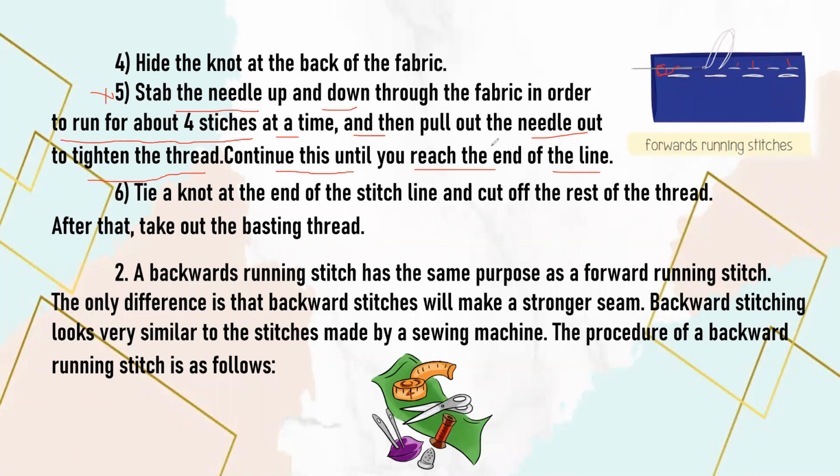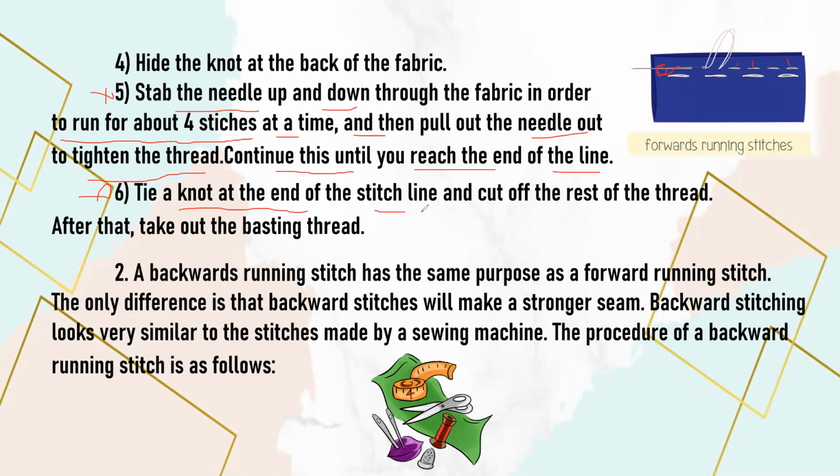And then pull out the needle to tighten the thread. After making the 4 stitches, we're gonna take out the needle and make it tight. All right, continue this until you reach the end of the line. So however long the line is, we will follow the same way until the end of the line.